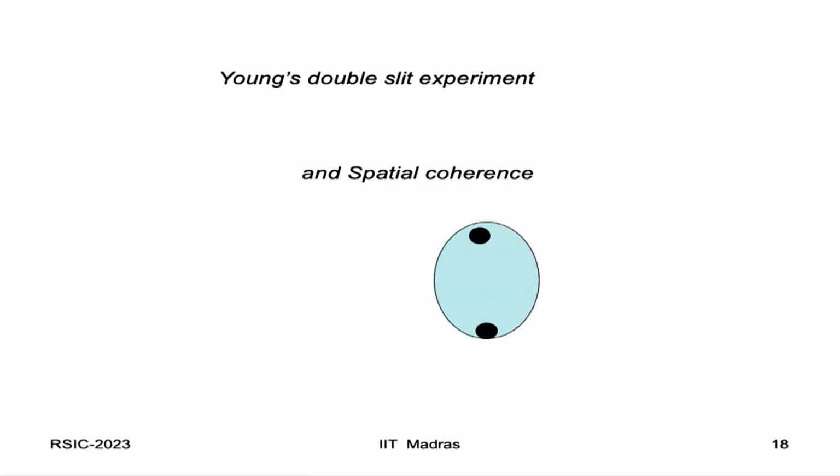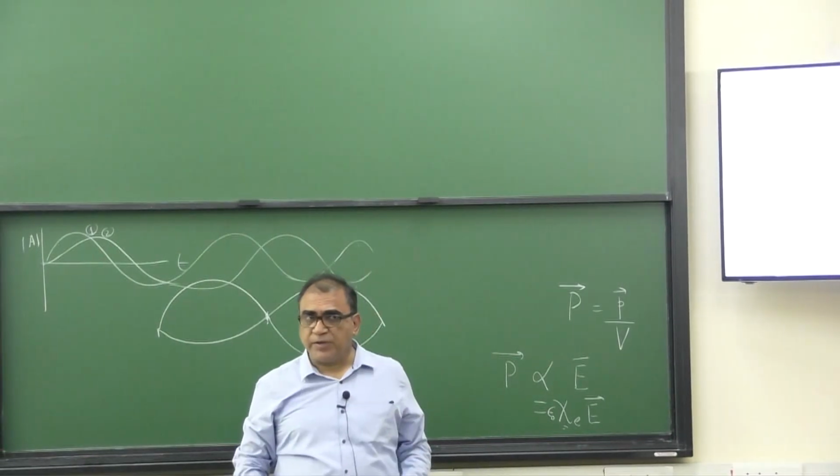So here we are talking about spatial coherence. Here we talked about temporal coherence. You should have space as well. Temporal. Yes, there was some question.